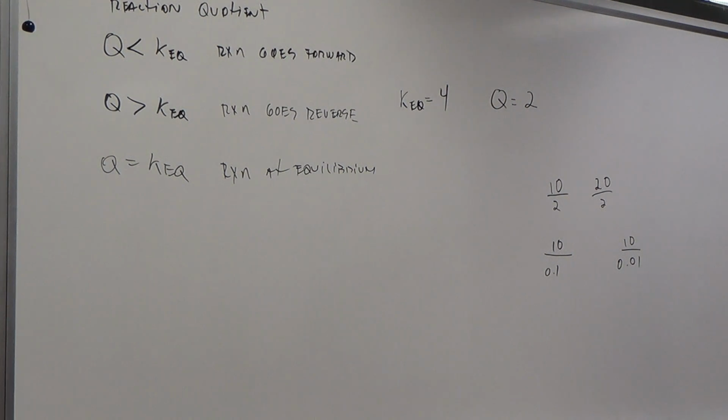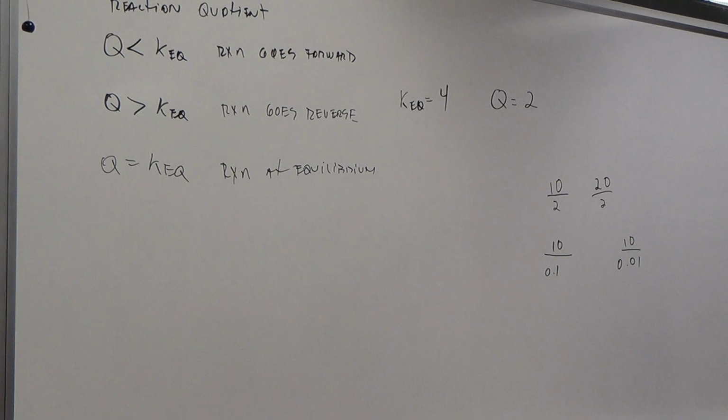So let's say I mix things in a flask, and I want to know if what I mixed is going to make the reaction go forward or reverse. What do I need to calculate? The reaction quotient. Once I calculate it, I can compare that number to the equilibrium constant number. I have to have the equilibrium constant. So it is a comparison.